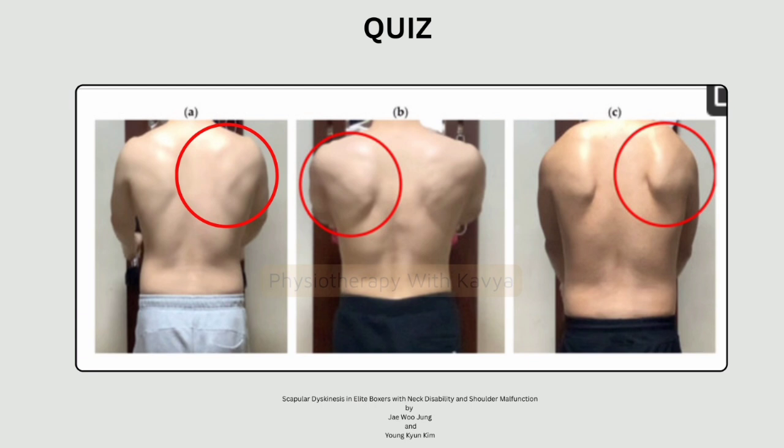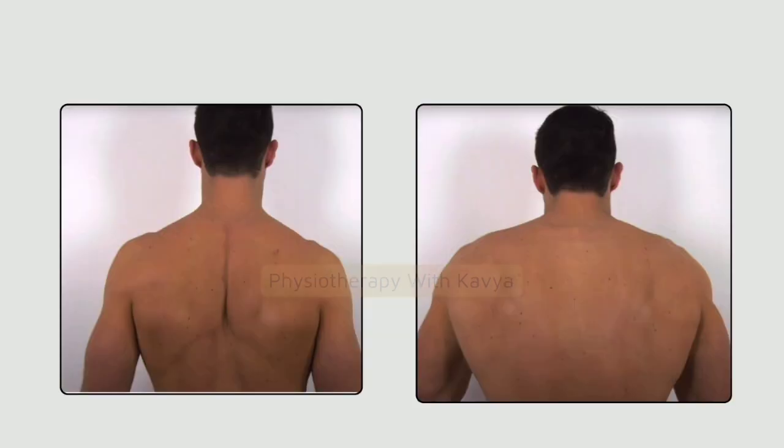Another question taken from a research article: all three of these individuals are elite boxers and they present with some kind of shoulder dysfunction. So, do all three of them have scapular dyskinesis? Do post it on the comment section. A thing to keep in mind is there can be varieties of scapular dyskinesis because different muscles can be affected in different individuals. So, the treatment plan will vary for all.